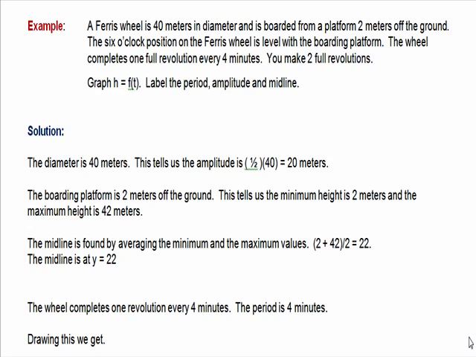So let's take a look at another problem. Suppose we have a Ferris wheel that's 40 meters in diameter and is boarded from a platform 2 meters off the ground. The 6 o'clock position on the Ferris wheel is level with the boarding platform. The wheel completes one full revolution every 4 minutes, and we're going to make 2 full revolutions. So what I would like to do is graph the situation and label the period, amplitude, and midline.